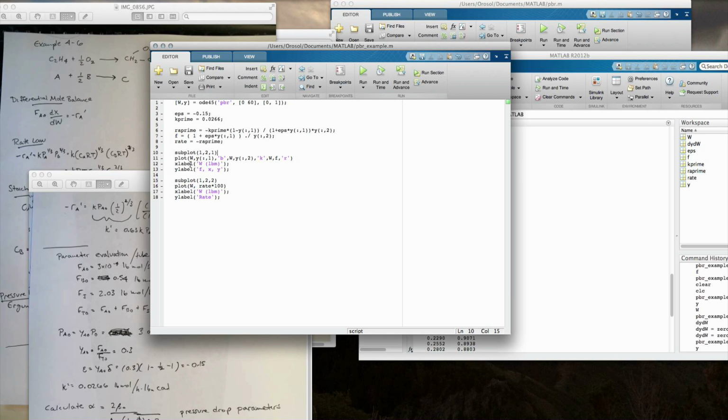So for the first plot, I plotted the weight versus x conversion, and remember x, that's every row in the first column, and then I'm saying that I want it to be blue. And then for the next one, I have weight versus the pressure drop, so y, and this is every row in column 2, and I want that to be black. K is black in MATLAB. And then the weight versus this f, which I calculated here, and then that's red.